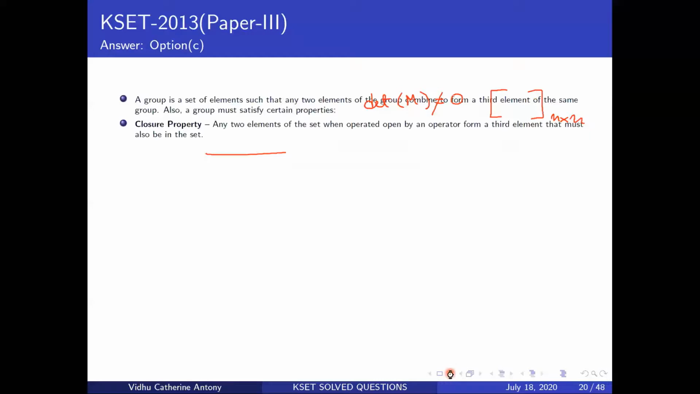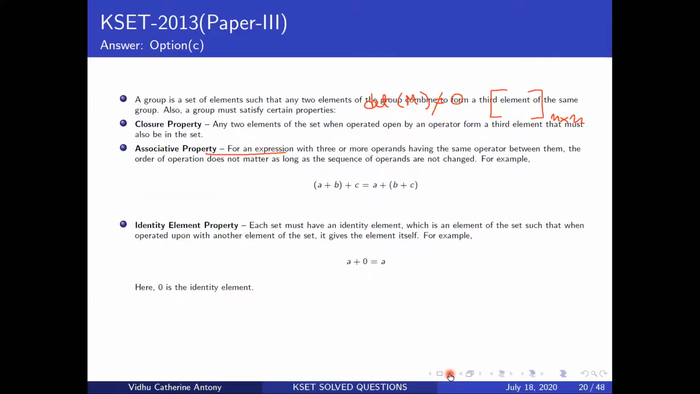So let's look at this. Sorry, associative property, not distributive. Now let's look at this. Okay, so a group is basically, what does it obey? It obeys a closure property, associative property, identity element, and invertibility property or existence of inverse.